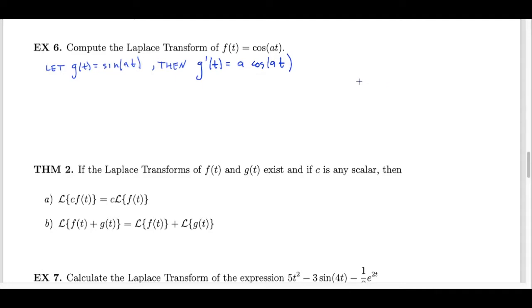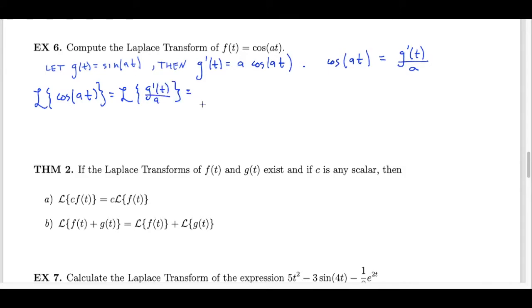Let me show you how this will work. First, let me write cosine of a t as g prime of t over a. And then if I'm interested in taking the transform of cosine of a t, I can instead take the transform of g prime of t over a. Let me first plug that into my definition, which gives me this integral here.